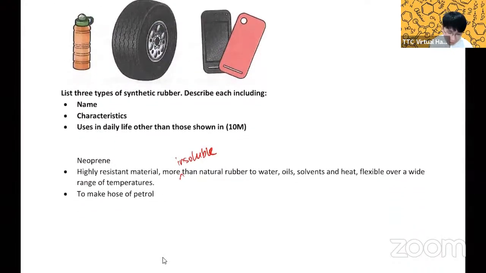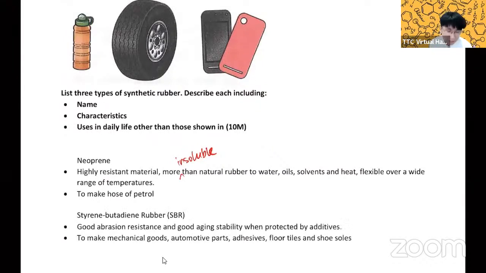Then the next one is your car tire. Car tire and your shoe sole usually use the same one. We call it SBR. So shoe sole also SBR, car tire also SBR. So good abrasion resistance means like shock resistance. You apply big momentum, big force to it, it can absorb all the impact. And also good aging stability, to make mechanical goods and automotive parts. Shoe soles, you see.